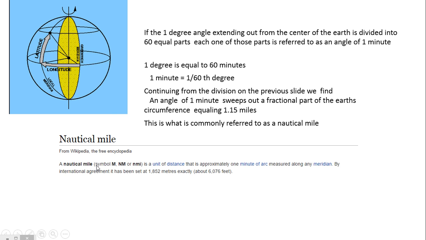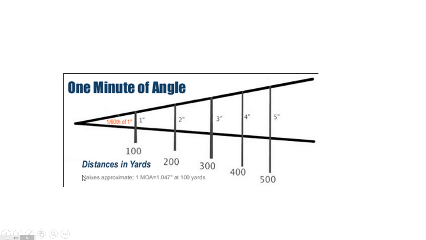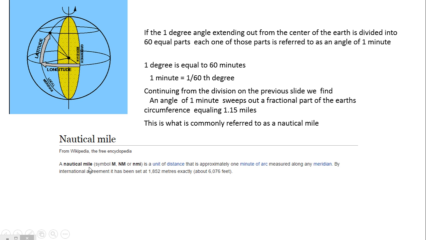There's our Wikipedia definition for 1 minute of arc. 1 minute of arc is the unit distance that is approximately 1 minute of arc measured along any meridian, by international agreement, 6,076 feet, which should be pretty much that 5,280 times that value, okay?